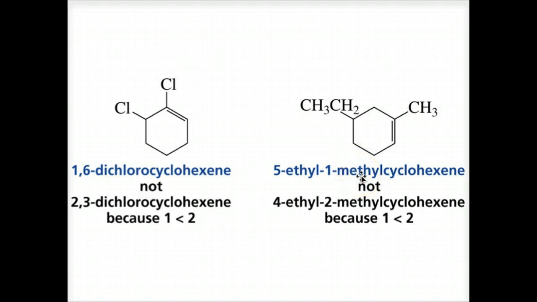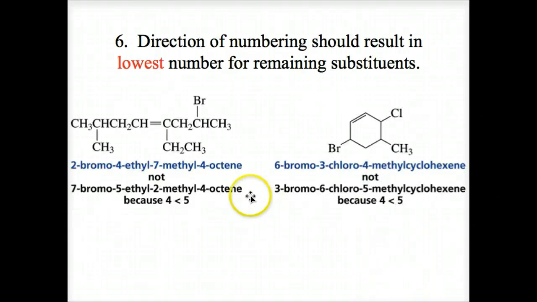And then the last slide is here. The direction of numbering should result in the lowest number for remaining substituents. If both directions lead to the same number for alkene functional group suffix and the same low numbers for one or more of the substituents, then those substituents are ignored and the direction is chosen that gives the lowest number to one of the remaining substituents.